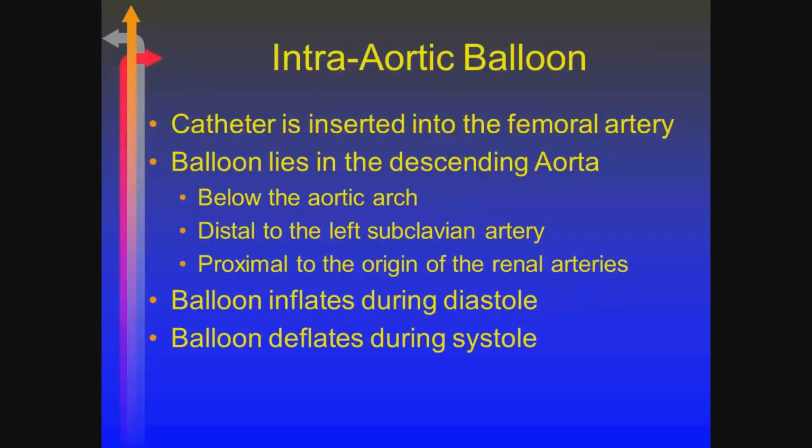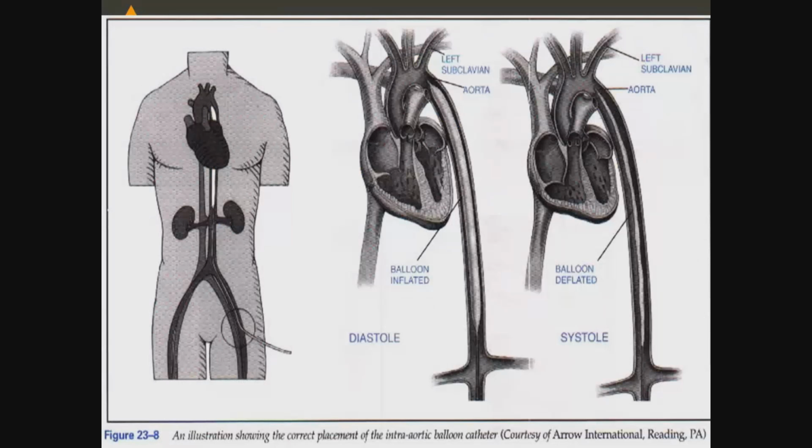Okay, and it basically is hooked up to a machine, and the balloon sits in the descending aorta after the left subclavian artery, obviously. And it inflates during diastole and deflates during systole. Here's a picture of it being placed. It usually goes in through a femoral artery. It's threaded up. It's got to be above the renal, but below the left subclavian. So you've got a little bit of a distance there. You don't want to obstruct either of those two.